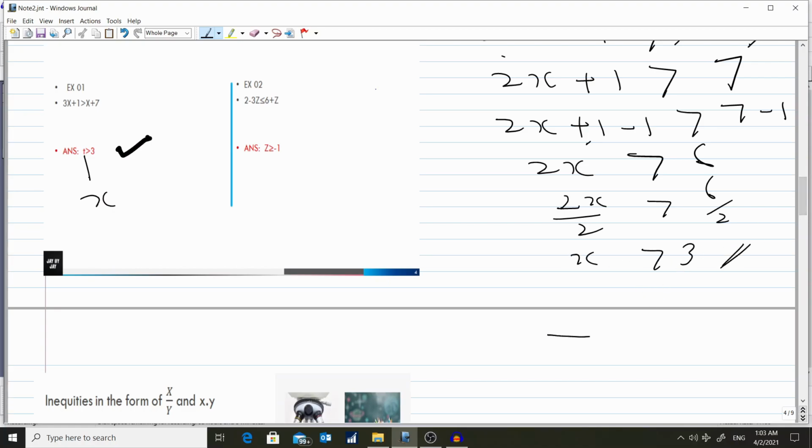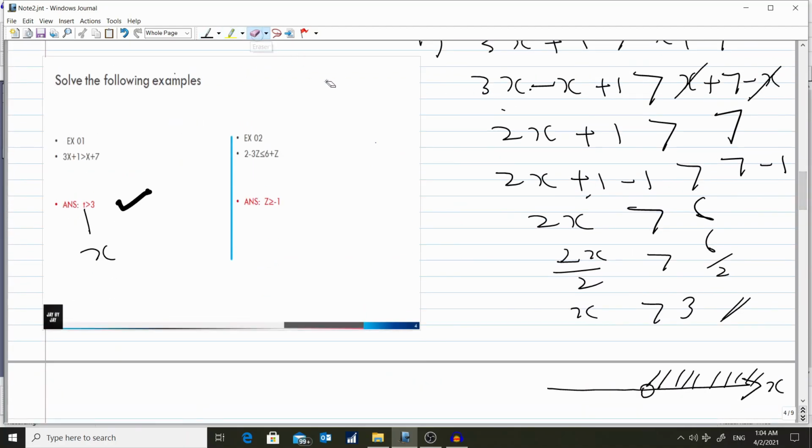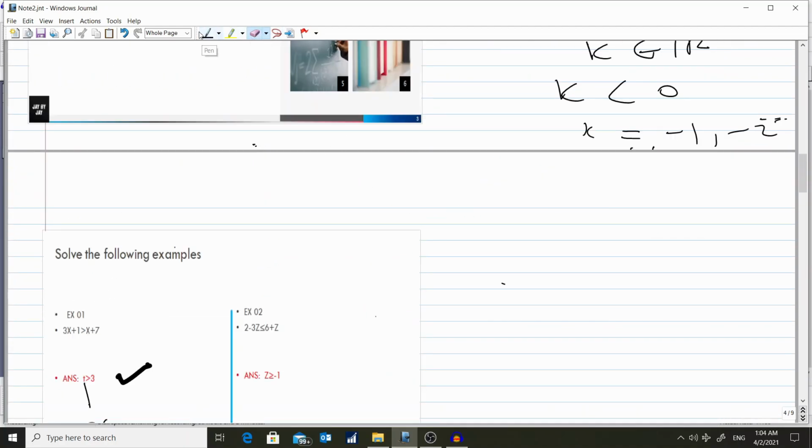So we can draw it out here, x. This is 3, right? So it looks like this. This is the answer for the first example. Here it should be x, right? So that's why I marked it here. Next, let's move to the next example. If you have any question regarding this section, please drop a comment below, so I can reply back to your problem.